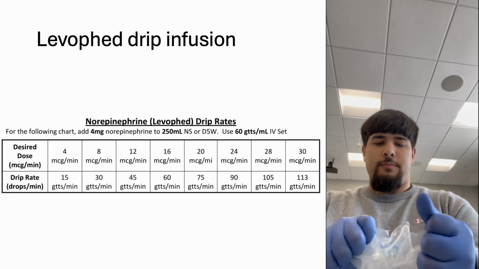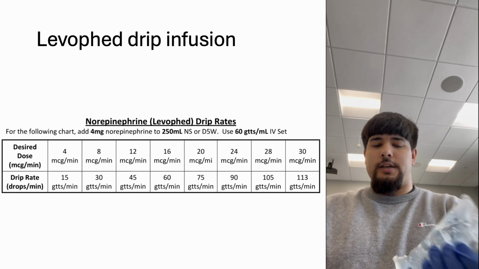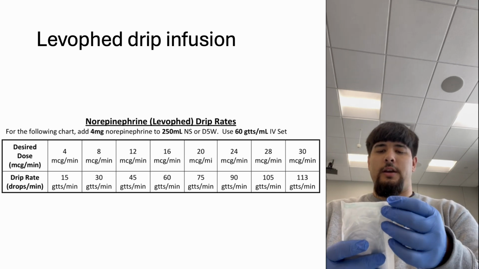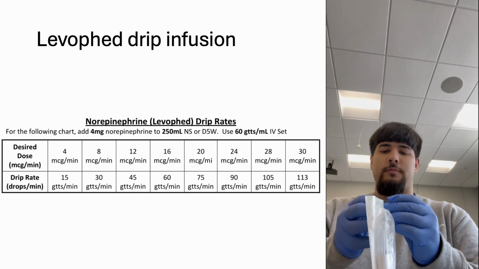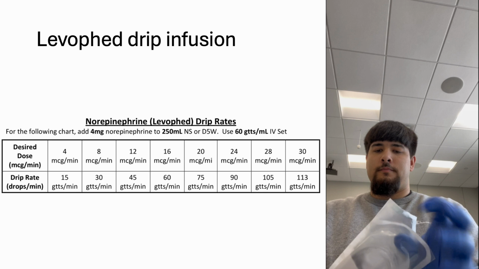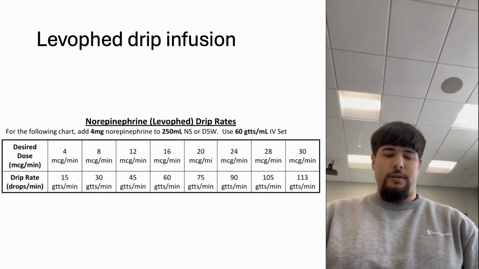So first, you want to open up everything. Like every medication, you want to make sure it's in date. You also want to get the line. This one I have is a 10 drop. For all medication infusions, you do want to use a 60 drop. You have everything set up.